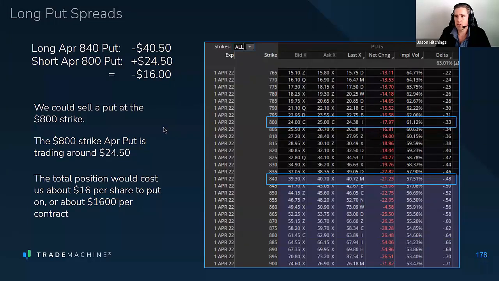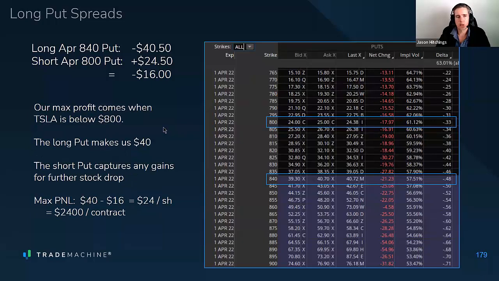So our outlay is a lot less. If Tesla gets down below 800, we reach our max profit. And to break even, we need it to go down about $16 below where it currently is.